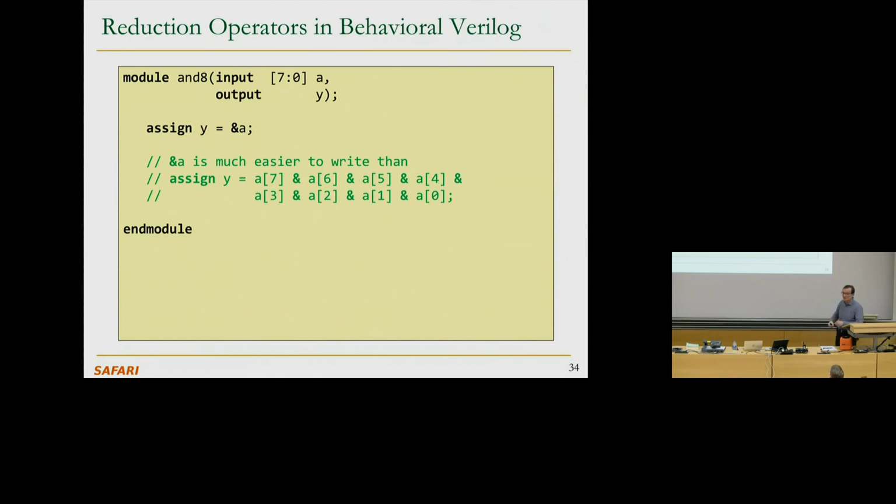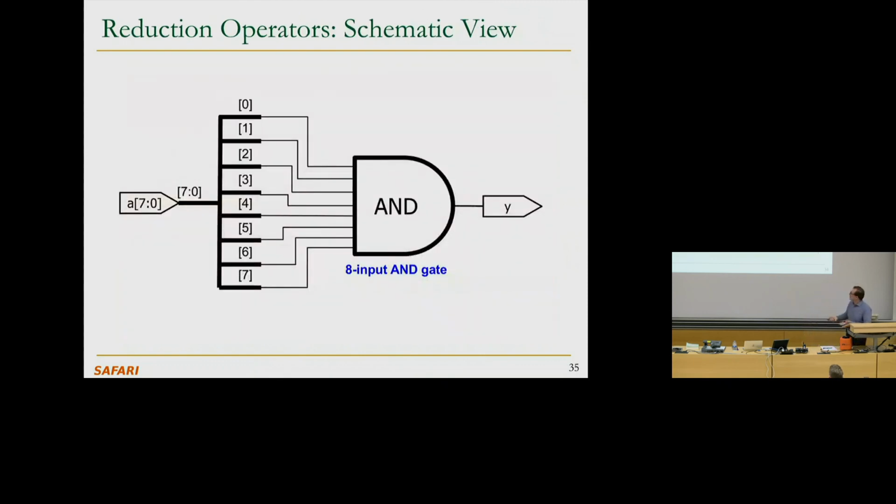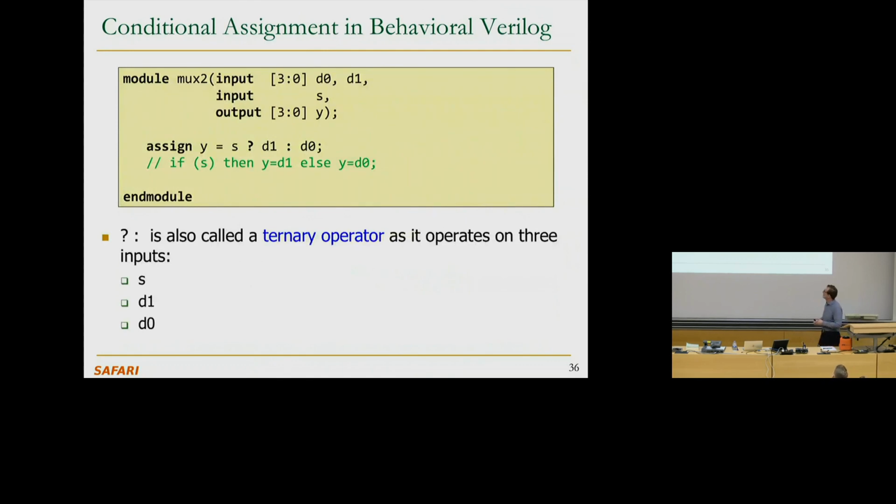And this is also easier to write than having AND gates over here. Okay, and this is the synthesized version of it. So basically, in the synthesized version, these are the inputs, outputs, and this is the combinational logic over here. We'll see other logic later.